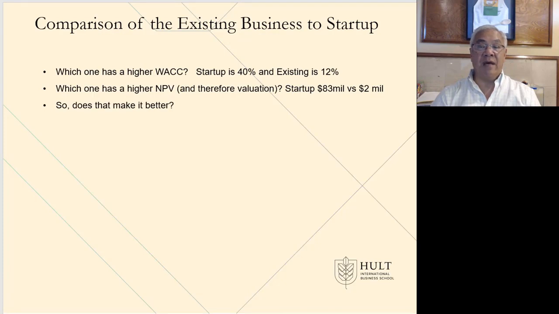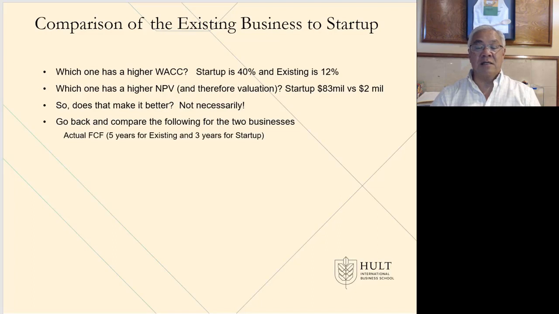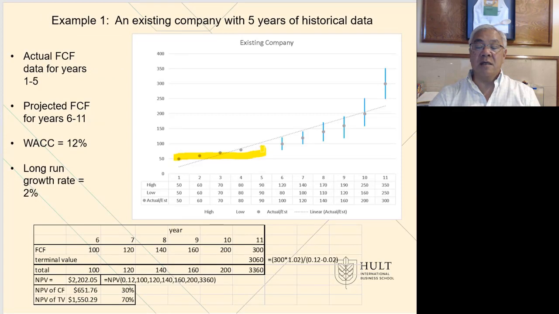Next, does that make it better? Well, here's the trick question. The answer is no, not necessarily. So let's look at the following things. Let's look at the annual cash flows for the existing companies versus the startup. This is before we do any projection. This is the history of the existing. Notice, first of all, they're all above 0, and it's showing a slow but steady growth.